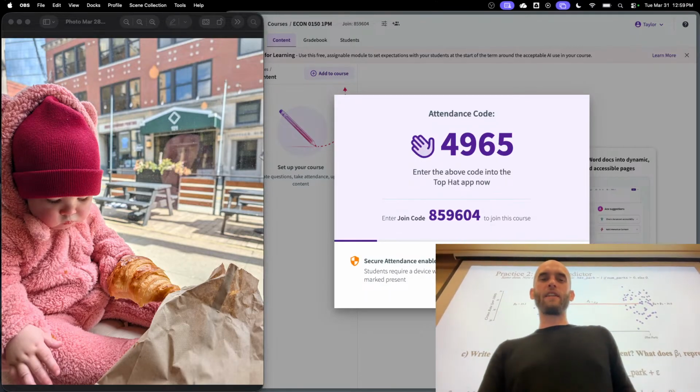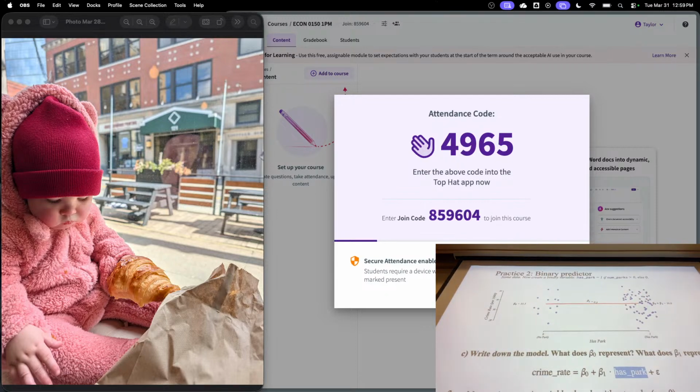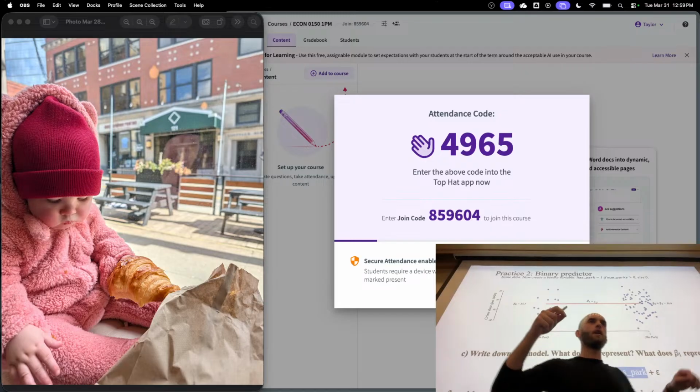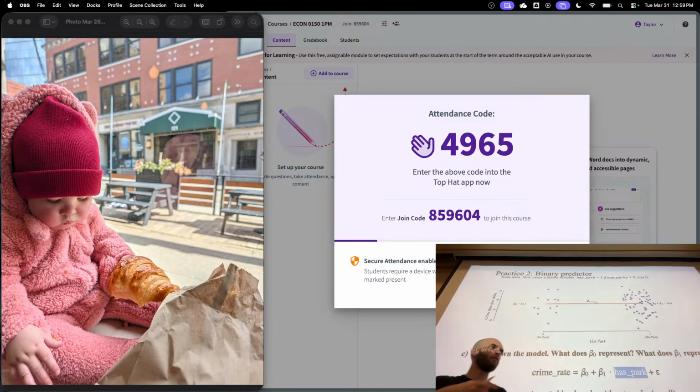I want to predict crime rate using whether we have a park. So it's essentially going to be the same model as this. Crime rate equals beta 0 plus beta 1 times has park plus an epsilon. So the horizontal axis is our predictor, and the vertical axis is our outcome variable.